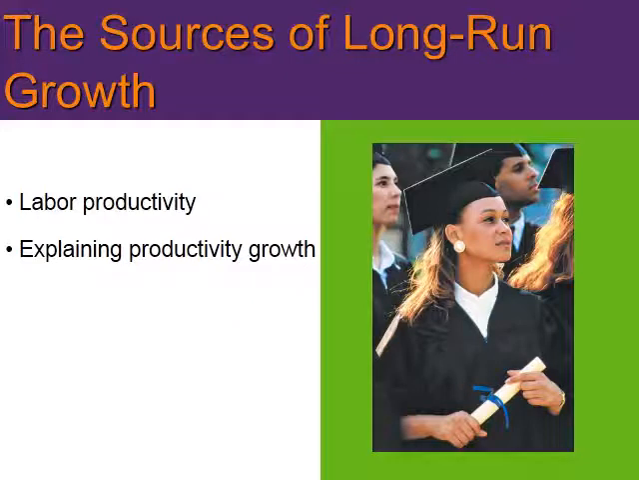A sustained growth in real GDP per capita occurs only when the amount of output produced by the average worker increases steadily. So labor productivity equals real GDP divided by the number of people working in the economy. If workers are creating more output on average, the size of the economic pie will be rising, and the average person's slice will also be rising.